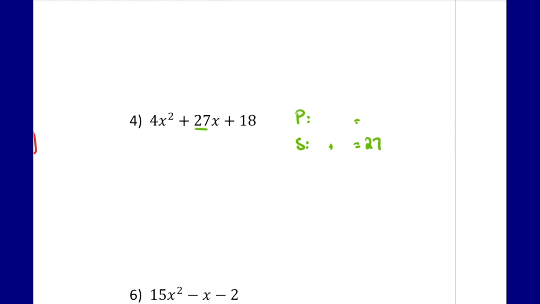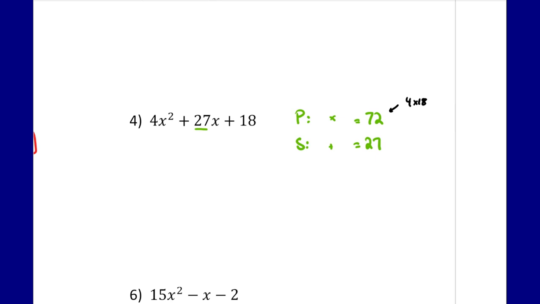But our product is now going to be the product of 4 times 18, or 72. The 4 times 18 just came from these two numbers here, the first and the last number. So this is where it gets a little bit more challenging, trying to think of what these two numbers are, because what two numbers multiply to give us 72?